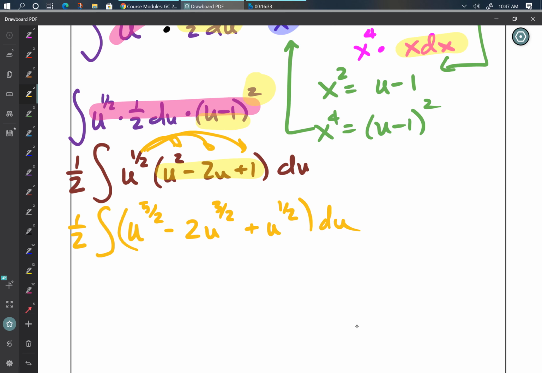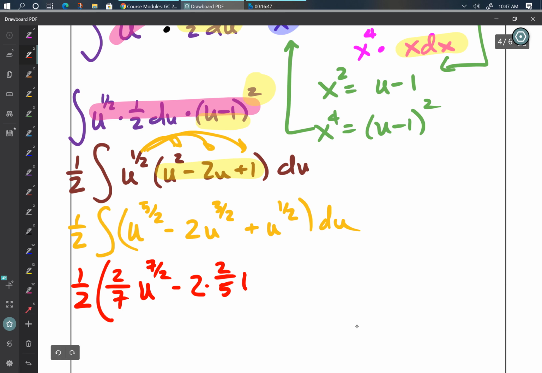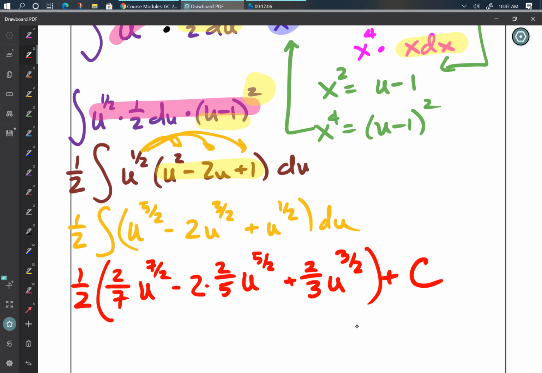So now I'll integrate term by term, just working from left to right. That 1/2 out in front is still there. u to the 5/2 is going to become 2/7 u to the 7/2 minus 2 times 2/5 u to the 5/2 plus 2/3. Sorry, got ahead of myself there. u to the 3/2. And of course plus c because this is an indefinite integral.